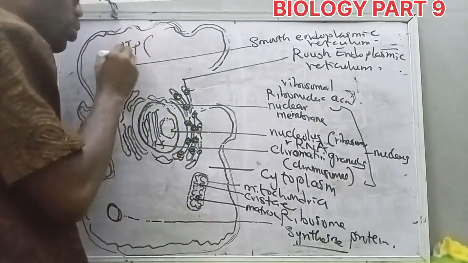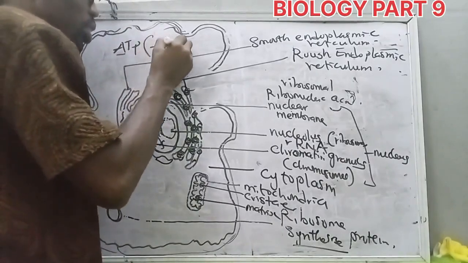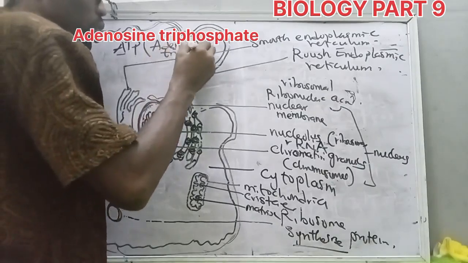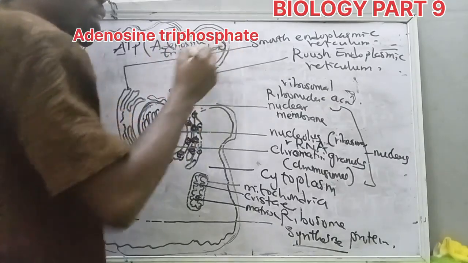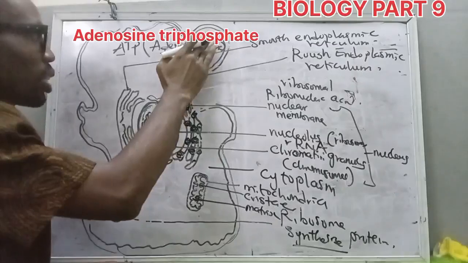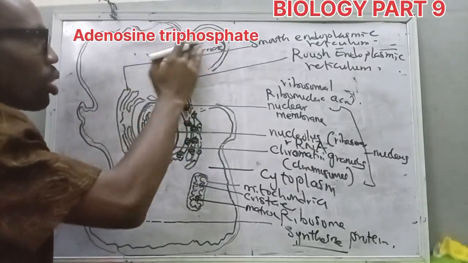This ATP is known as adenosine triphosphate. Okay, write that down fast because I want to clean. So it's known as what? Adenosine triphosphate. That's the form. Okay, so I've written that.